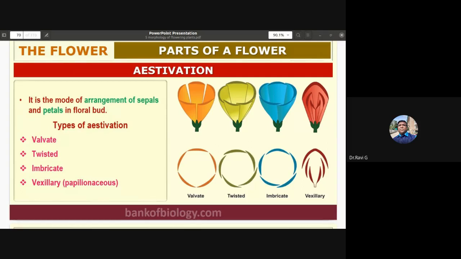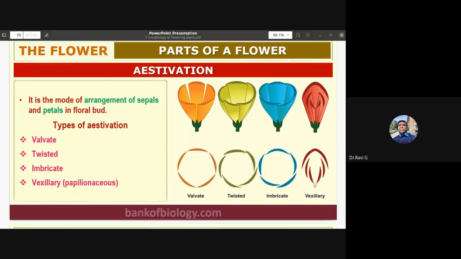In valvate estivation, in this particular diagram, the petals are neither overlapping nor overlapped. All the edges of the petals are free. We call it neither in nor out. Okay, simple term. But in your books, they would use the term that the petals or the sepals are neither overlapping nor overlapped.